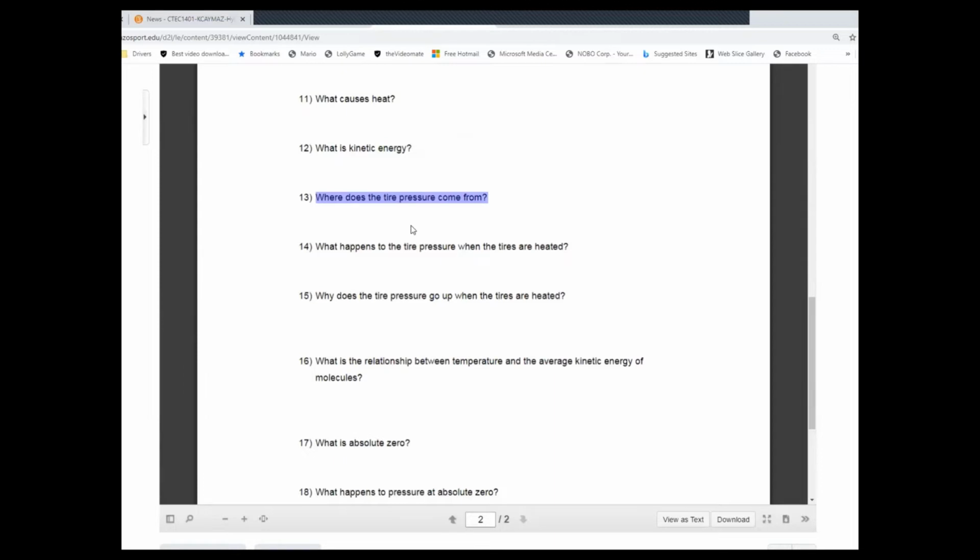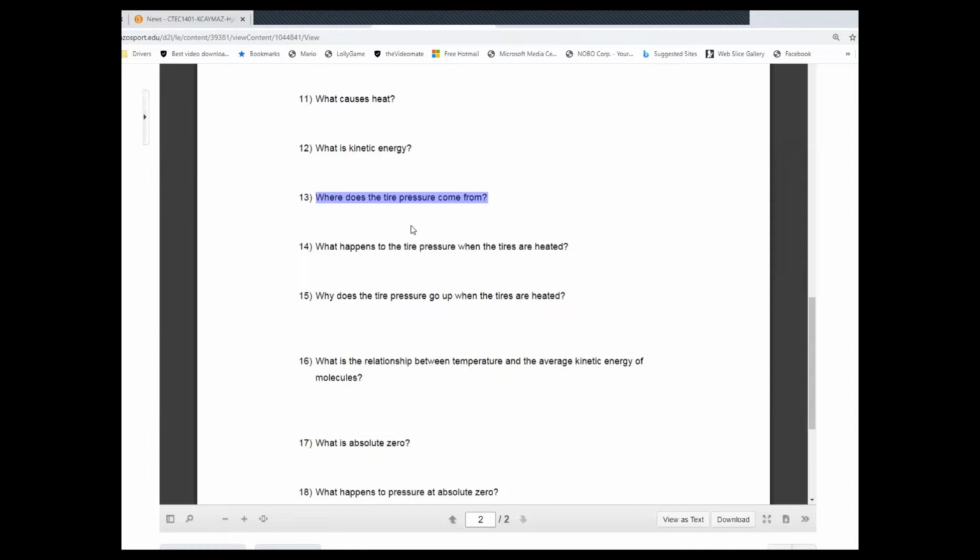And let's assume that the air is composed of molecules. All right, that's an assumption. Just remember, you would know that the air is composed of air molecules. So what happens to the tire pressure when the tires are heated? Tire pressure is going to go up. So the next question is, why does the tire pressure go up when the tires are heated?